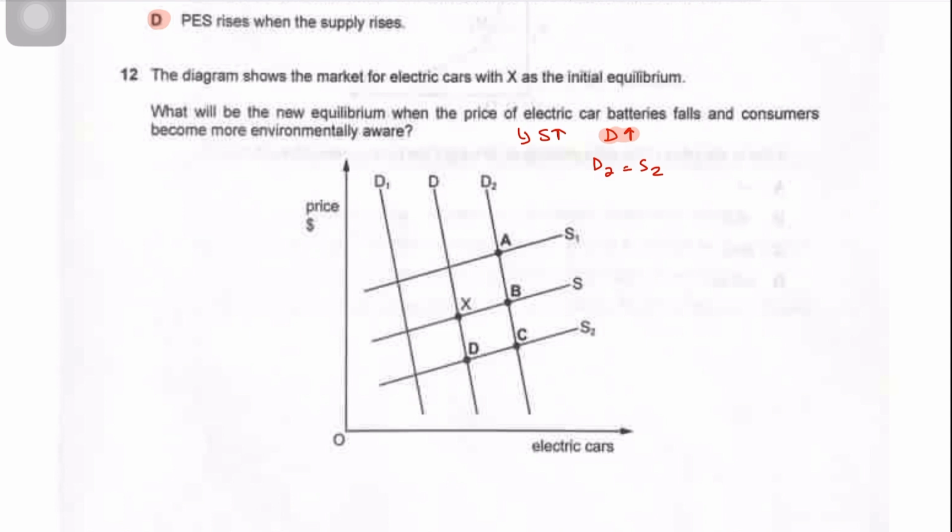So as the price of electric car batteries falls, definitely that is going to increase supply, because it will reduce the cost for the electric car assemblers, and it will reduce their cost in terms of production, assembling and manufacturing of electric cars. So D2 should intersect S2 at point C, as demand and supply are both increasing, right? So C should be the correct answer. This would be your new equilibrium.